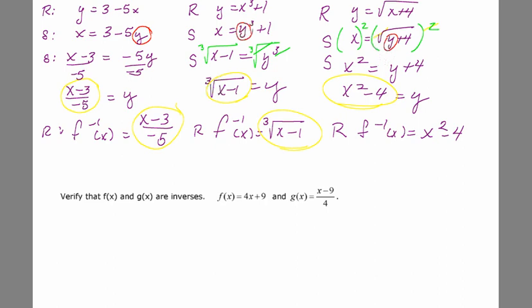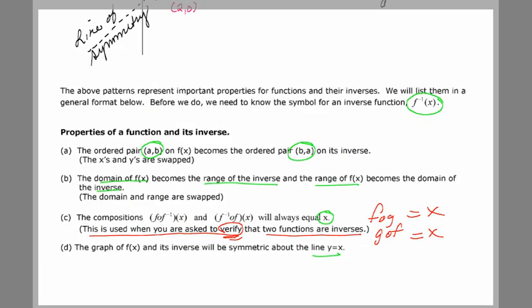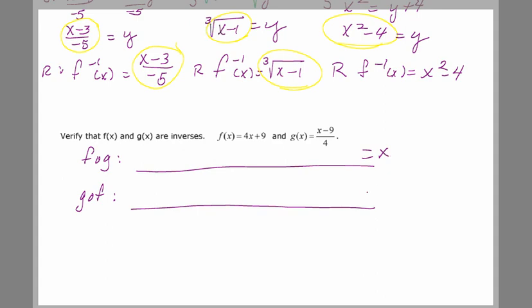Last thing on this page. Let's verify that two functions are inverses of each other. If we go back to the properties that I had listed here, anytime we have to verify that two functions are inverses, all we have to do is show f circle g and g circle f are going to be equal to x. So all I have to do is a couple of compositions on this. Let's go ahead and calculate f circle g and g circle f. Basically what we're looking for is the result of those two to be equal to x. And if that happens, then they are inverses of each other.